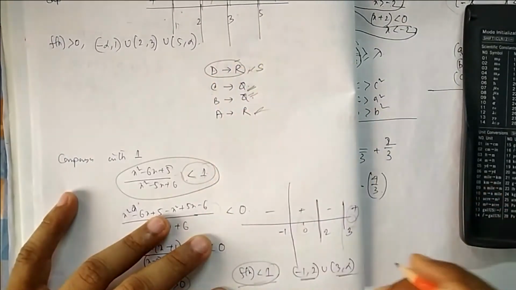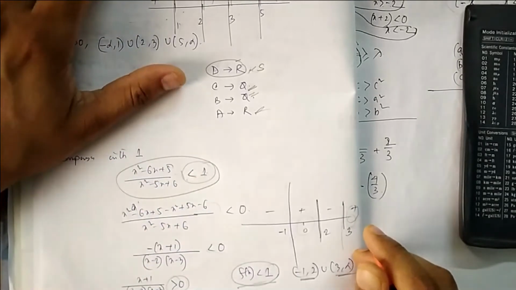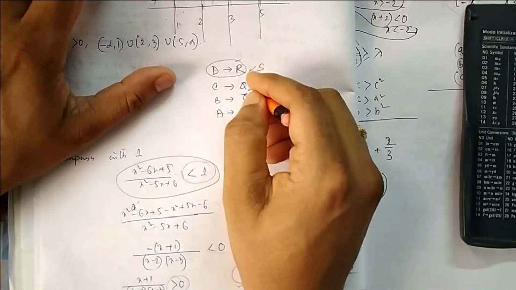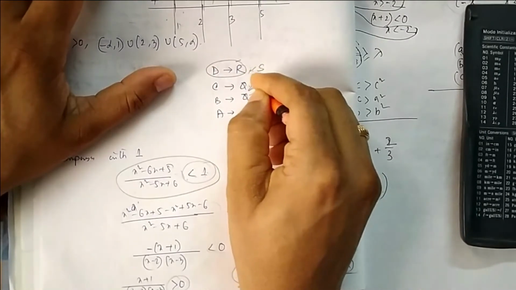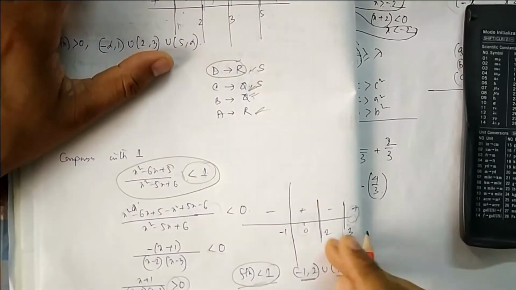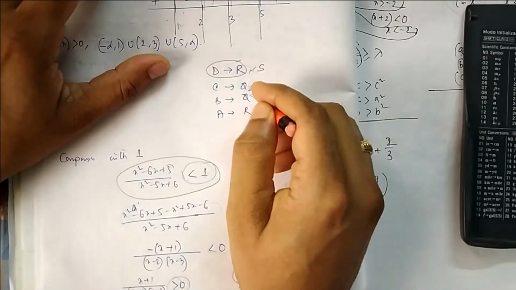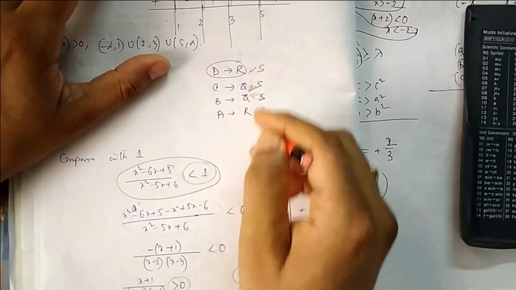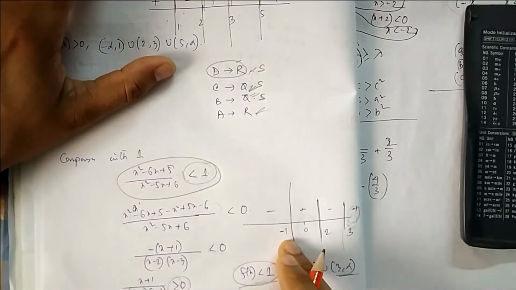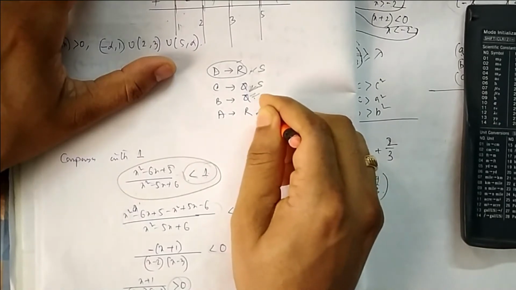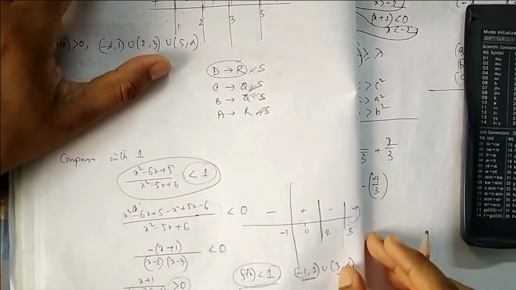R is already satisfied, now S will also come. Now the C is 3 to 5. So if you see 3 to 5, it is also less than 1. So S will also come here. B is 1 to 2, so 1 to 2 it is positive. So it is again less than 1. So B with S will also come. With A it is minus 1 to 1, minus 1 to 1, so S. So S is everywhere.